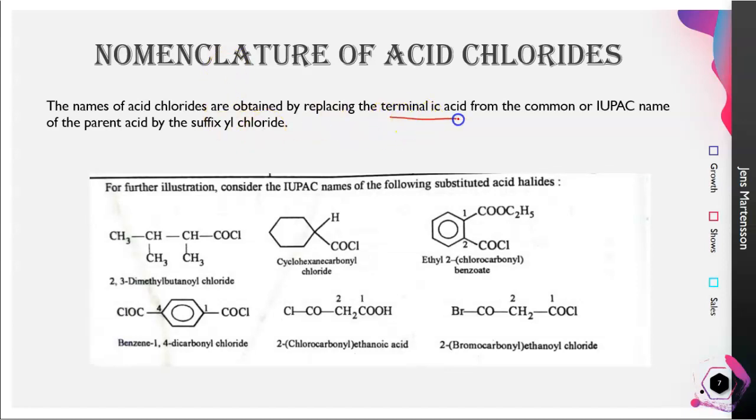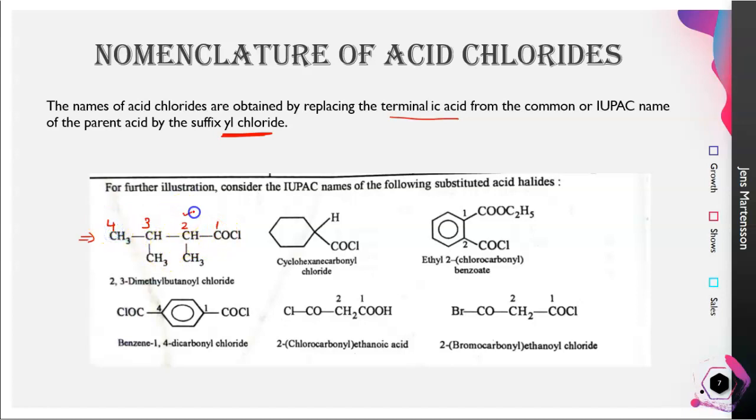You will replace the terminal "ic acid" with the suffix "yl chloride". Getting that? So this is your first example. You can see over here, you have to start the numbering from your functional group derivative. So this is how we'll start with it: 1, 2, 3 and 4.